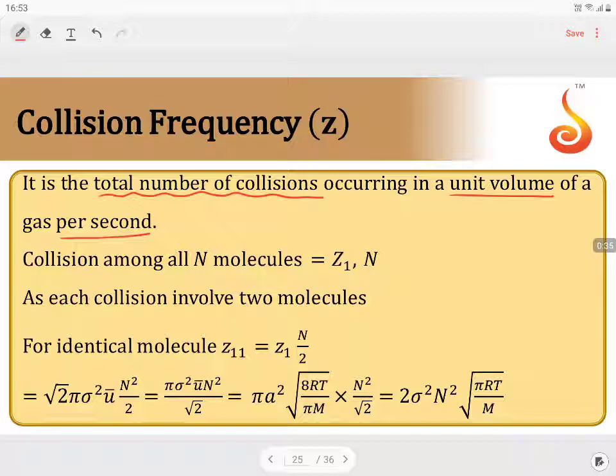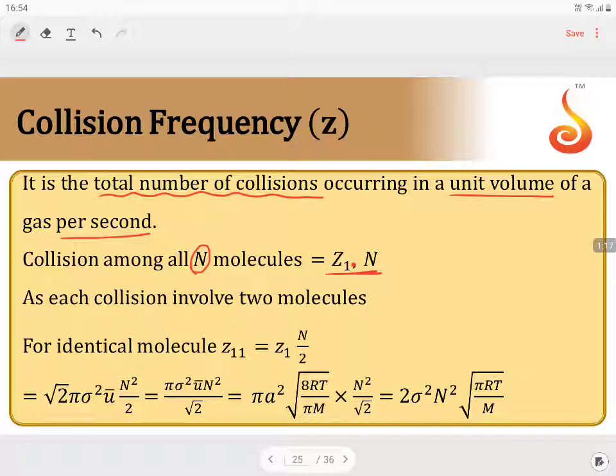Now in collision frequency, if you assume collisions are taking place among all the n number of molecules, Z1 into n is the expected number of collisions. If Z1 into n is the total number of collisions taking place, there will be some collisions which are repeated, and those can be removed from that number of collisions. We then get the collisions which are possible within the container of unit volume in 1 second. Let us understand how this takes place.